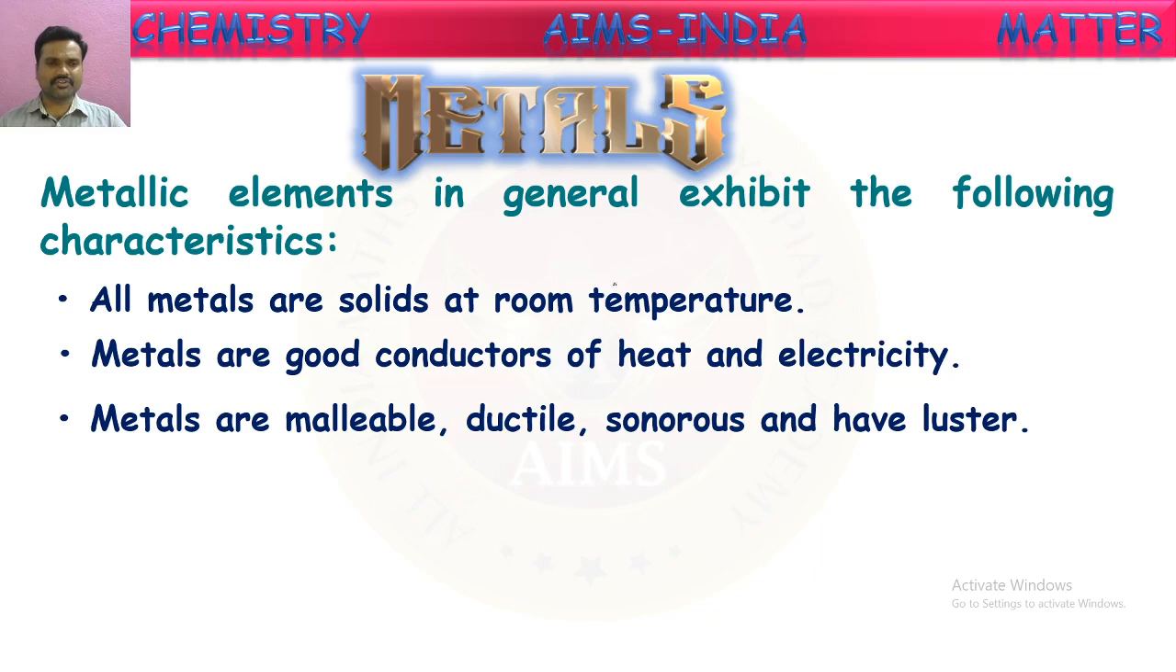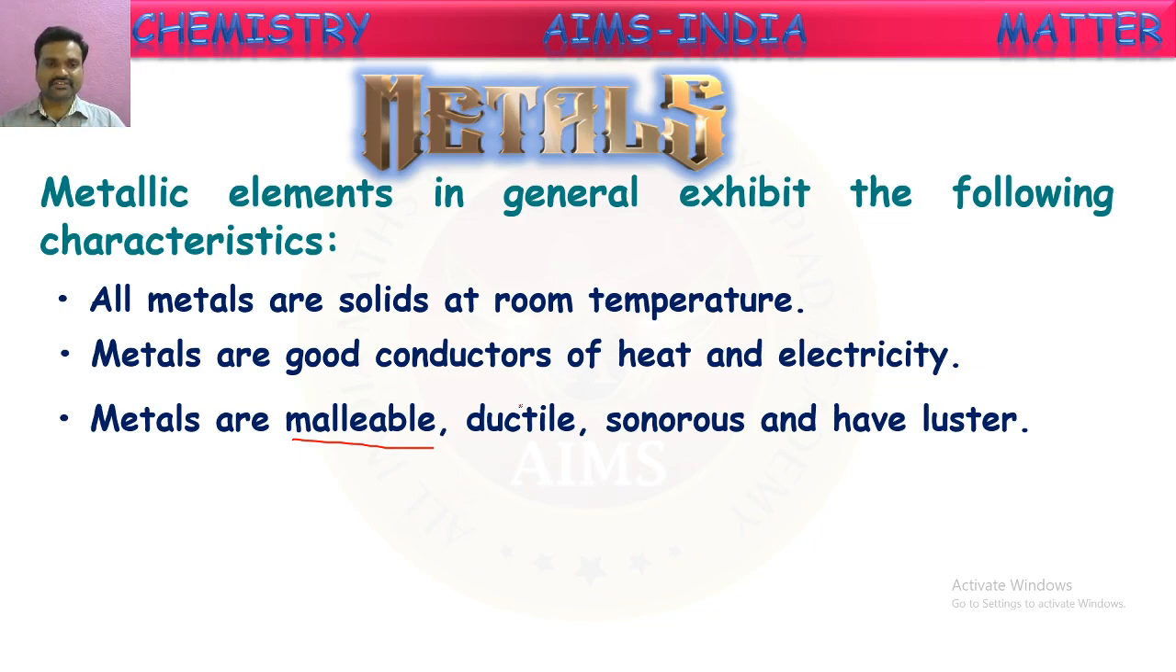What are these properties? Malleable means metals can be beaten into thin sheets. Say some tools are made up of metal sheets, like vessels which we use at home. Those vessels are made up of metals, and there the metals are beaten into thin sheets to make them. The property of metals by which they can be beaten into thin sheets is called malleability. Metals have this malleable property.